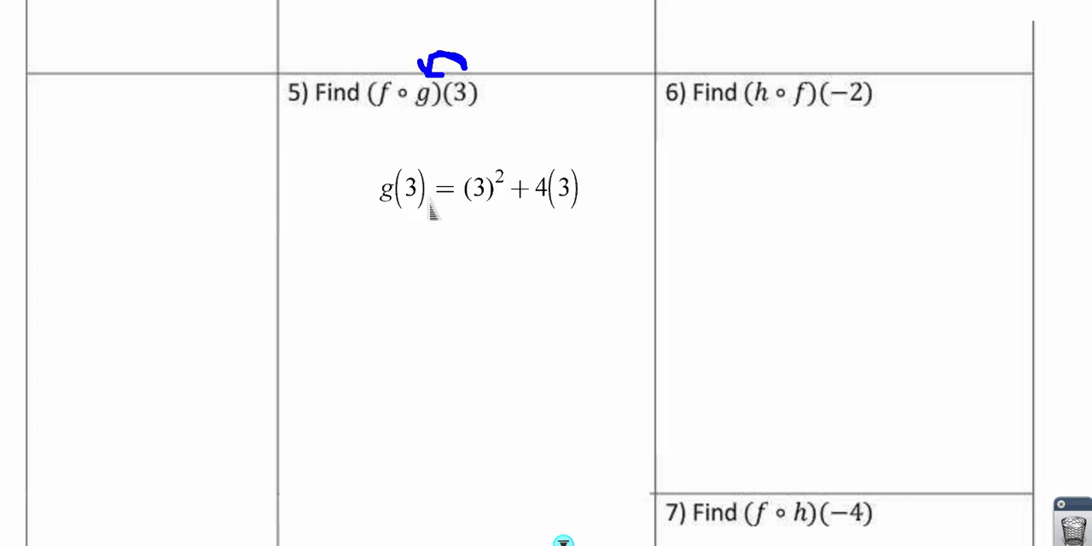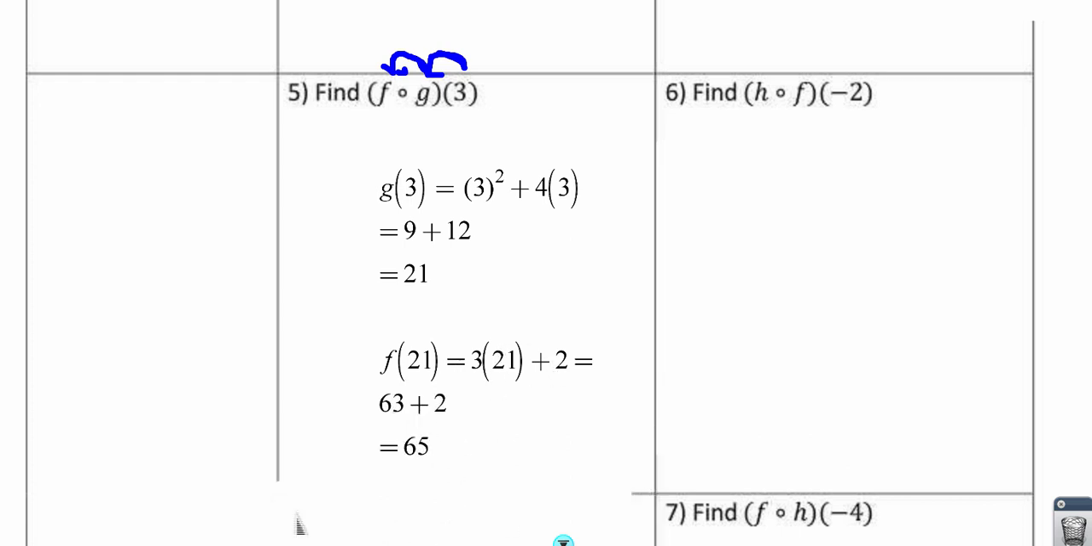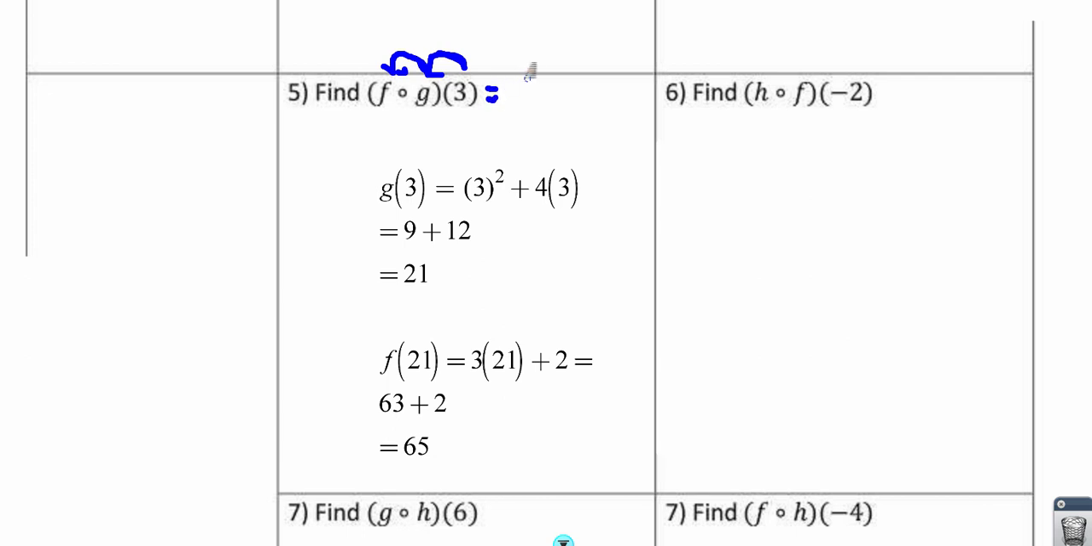So I'm finding g of 3. That's 3 squared plus 4 times 3. 3 squared is 9, 4 times 3 is 12, so that's 21. Now I'm going to take that answer, 21, and plug that in for f. So I'm doing f of 21, which is 3 times 21 plus 2. 3 times 21 is 63, and 63 plus 2 is 65. So my final answer for f of g of 3 is 65.